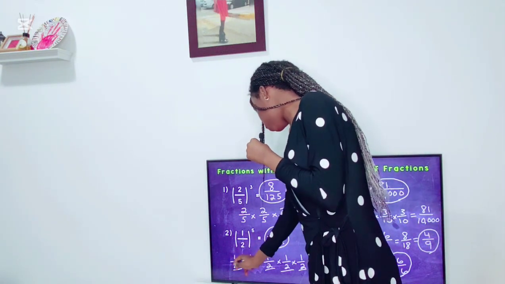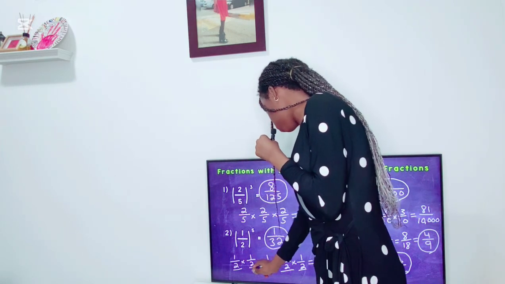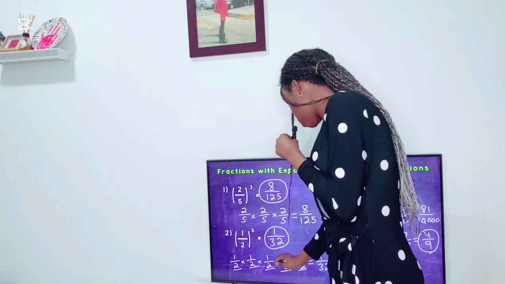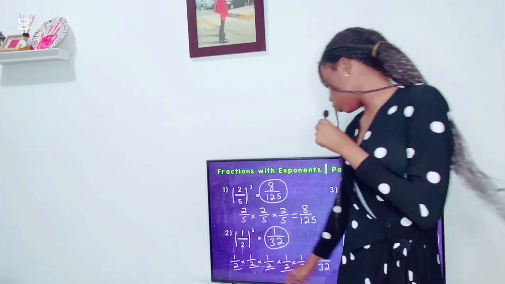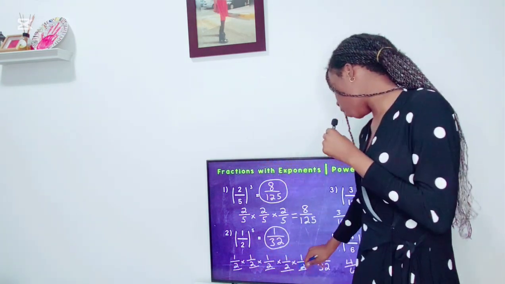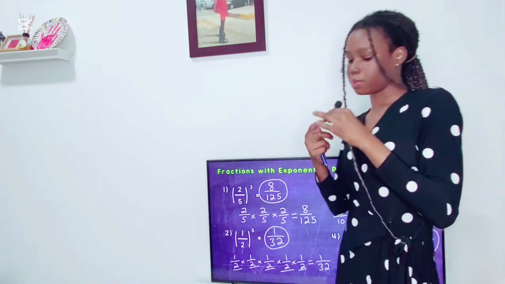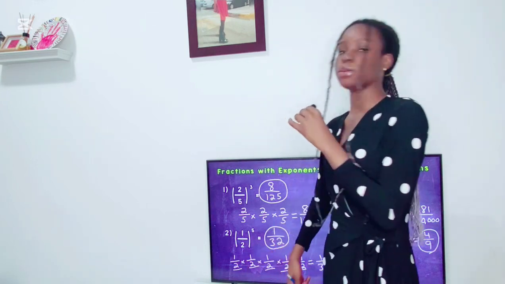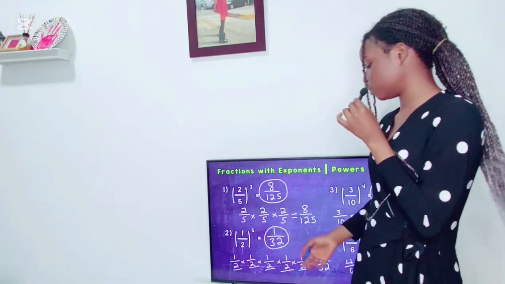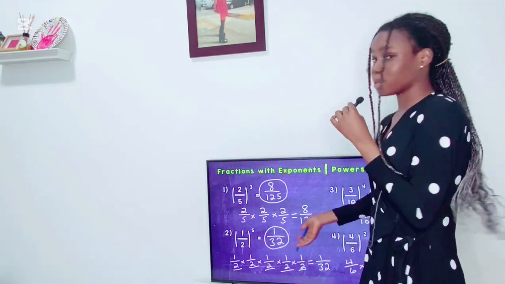Okay, so 1 over 2 times 1 over 2 times 1 over 2 times 1 over 2 times 1 over 2. So 1, 2, 3, 4, 5 times. Okay, but let's just get right into solving. So we have 1 times 1, which we don't even need to bother because we know 1 times any number is basically that number, okay?